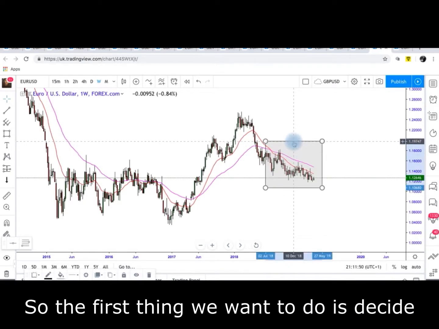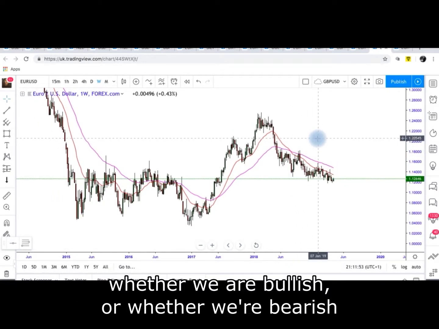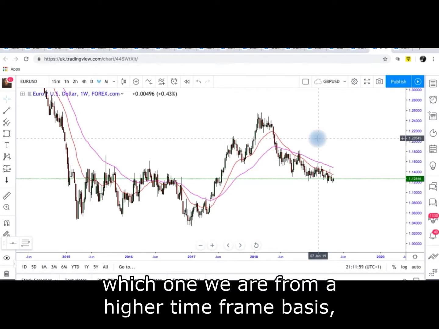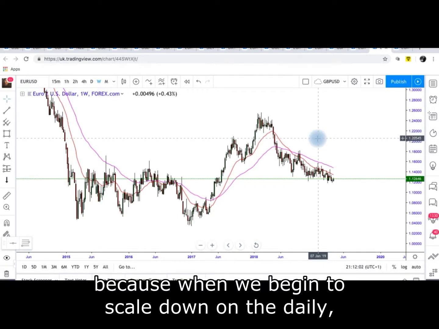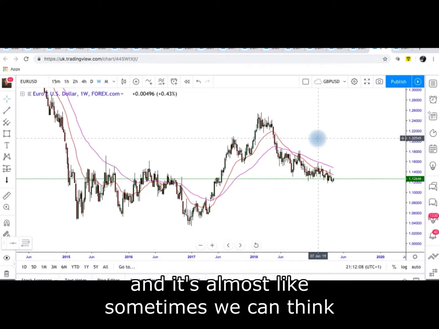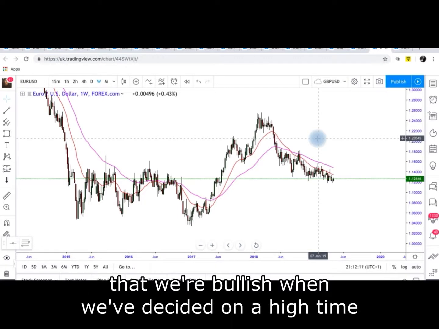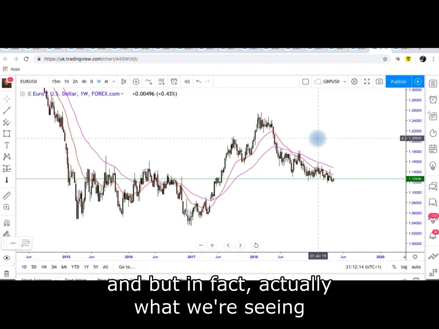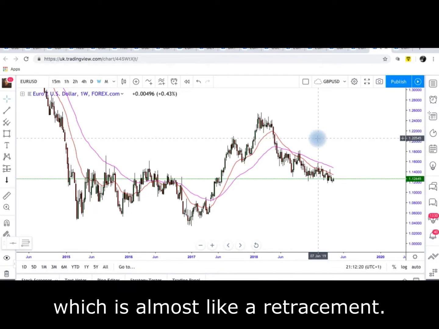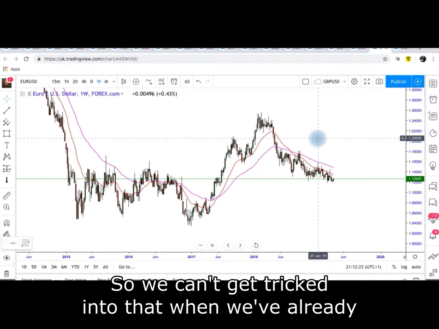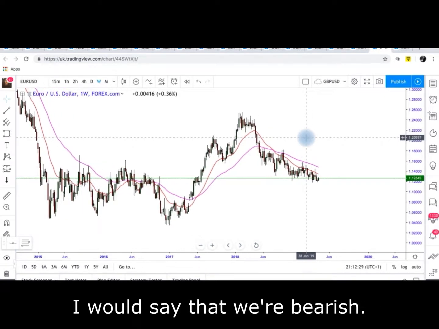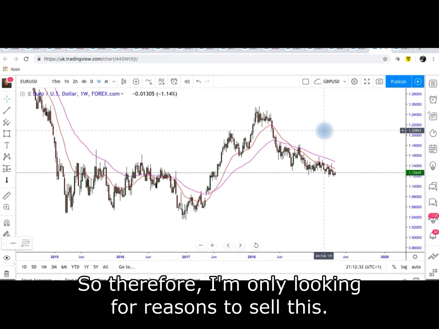So the first thing we want to do is decide whether we are bullish or bearish on this current chart. It's very important that we distinguish which one we are from a higher time frame basis, because when we begin to scale down on the daily, the 4 hour, the 1 hour, and especially the 15 minute, there's a lot of noise, and sometimes we can think that we're bullish when we've decided on a higher time frame that we're bearish. But in fact, what we're seeing is bullish price action, which is almost like a retracement. So we can't get tricked into that when we've already made up our mind. On this particular time frame, I would say that we're bearish. So therefore, I'm only looking for reasons to sell this.